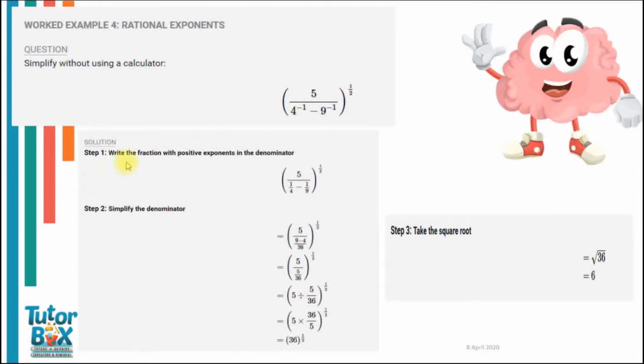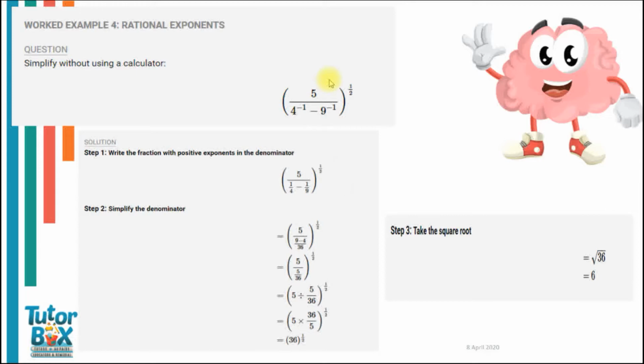So the first step, write the fraction with positive exponents in the denominator. Okay, so we have 5 over, let's change this. We just want to work with positive exponents. Okay, so if you change this, remember this will invert, that will be 1 over 4, and then the minus 1 becomes a positive 1 there. Okay, so you can put the 1 or not, it's up to you.